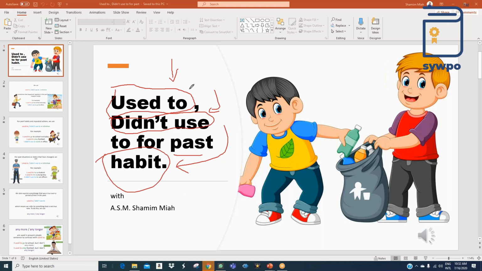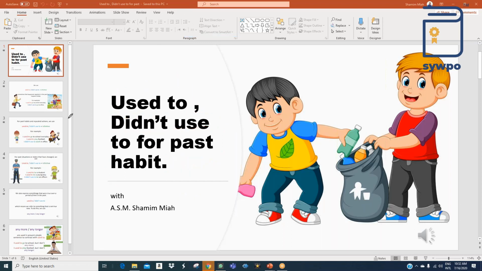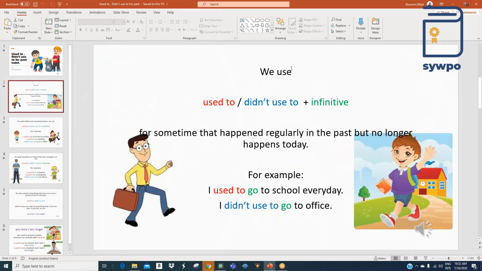So I'm going to explain this more in the following slides. Slide number 2, as you can see, I'm trying to explain here how we use used to and didn't used to. So if you notice, we use used to and didn't used to with the infinitive verb. Infinitive verbs are actually the first form of the verb. For example, eat. For example, play.